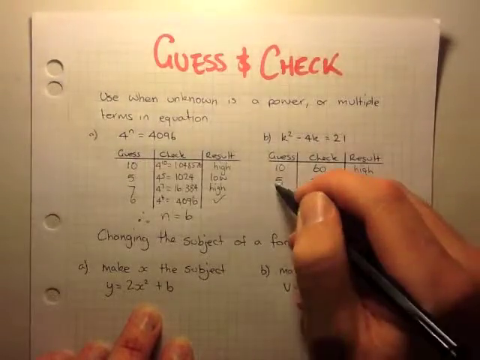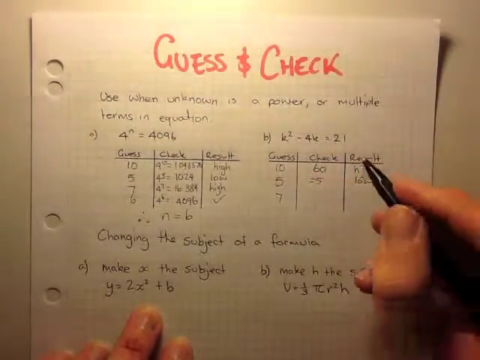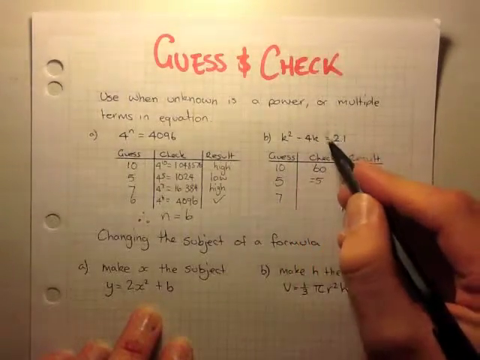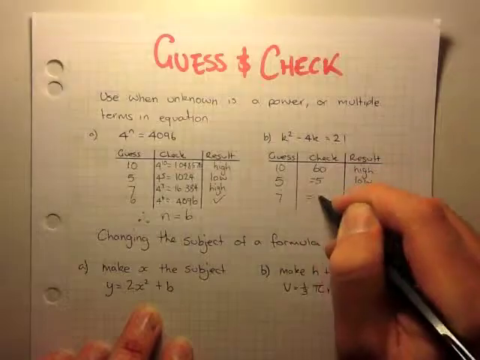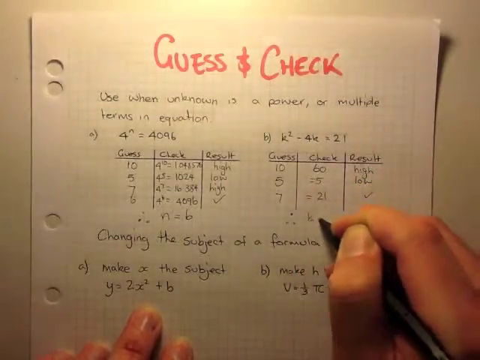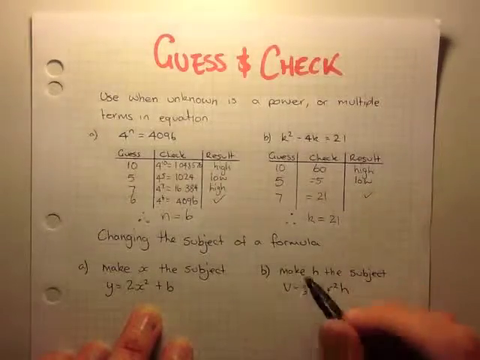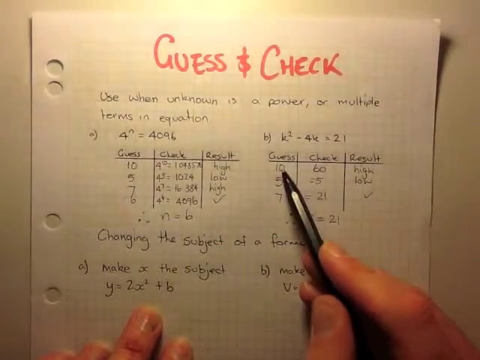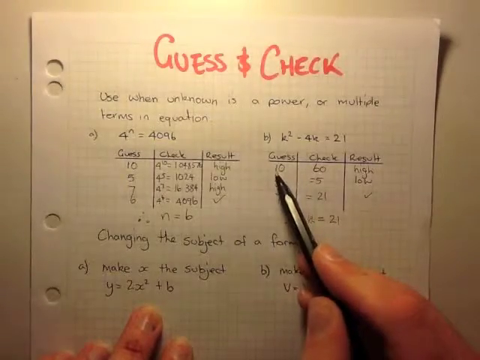Again, I'm going to try somewhere in the middle. I'm going to try 7 again. 7 squared is 49. 4 times 7 is 28. 49 minus 28 equals 21. Therefore, K equals 21.